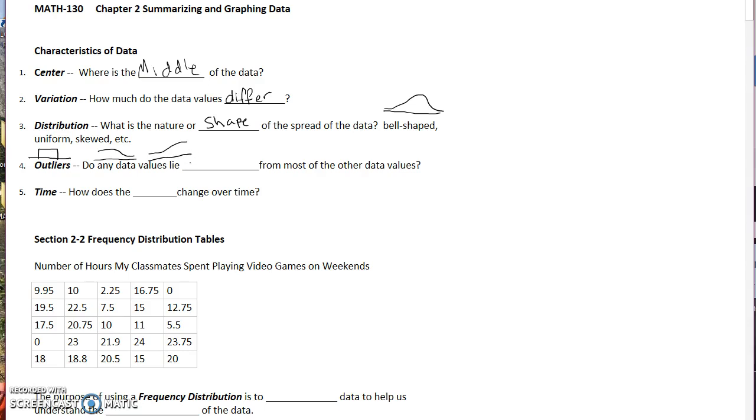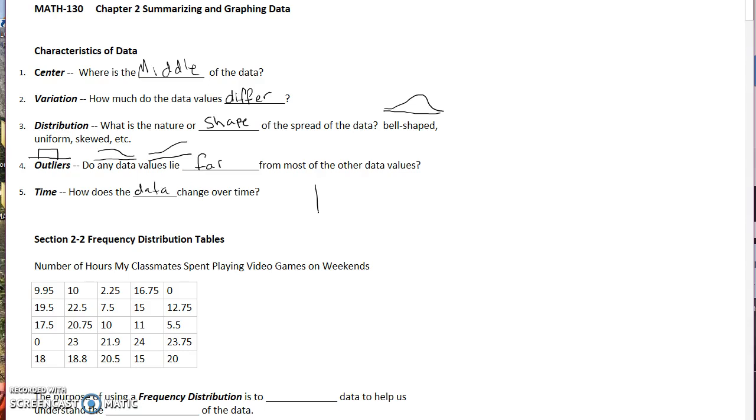Outliers. Do any of the data values lie far from most of the other data values? So if you think about things like, let's say, heights, if you have somebody who's very, very tall, like Shaquille O'Neal or something, they would be an outlier, correct? Finally, how does the data change over time?